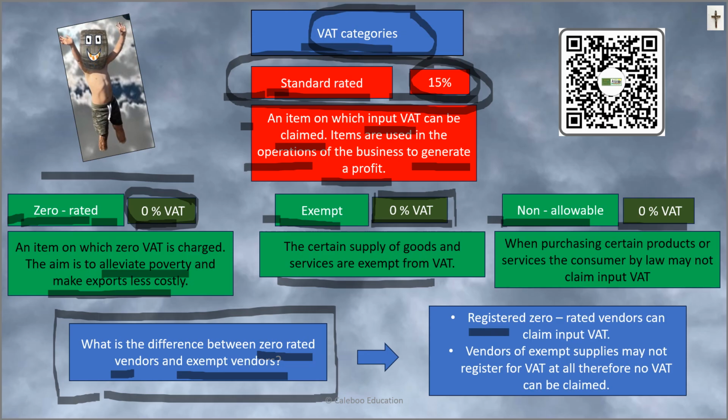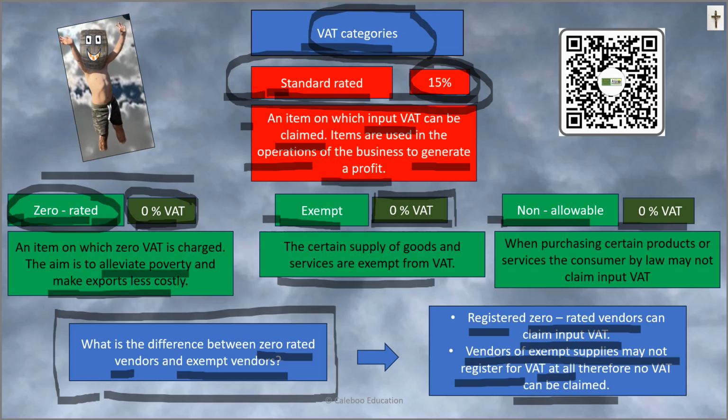Registered zero rated vendors can claim input VAT. Then the vendors of exempt supplies may not register for VAT at all. So those people selling exempt supplies may not register for VAT at all. Therefore, obviously, no VAT can be claimed.